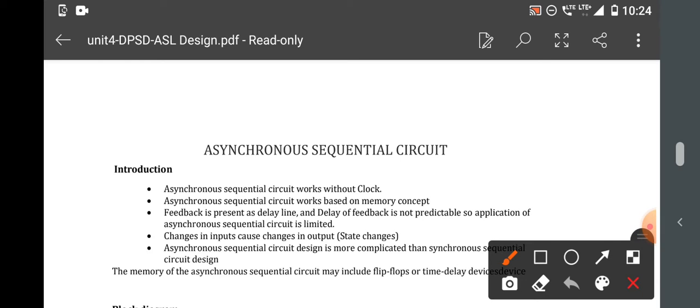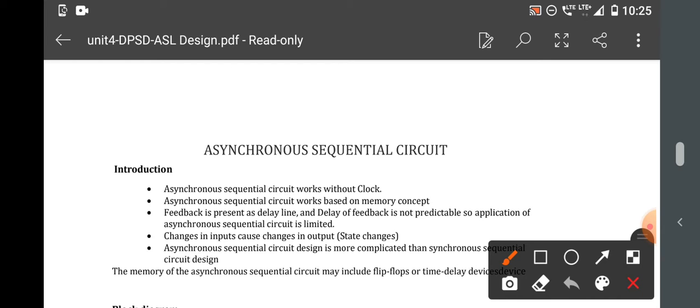We know that sequential circuits are a combinational circuit and a feedback memory element. So in asynchronous sequential circuit design, we are going to find out how we apply asynchronous sequential circuit design, what are the steps involved in finding out the circuit diagram, and what is the difference between the synchronous and the asynchronous sequential circuits.